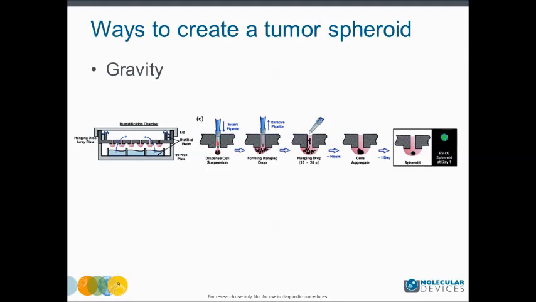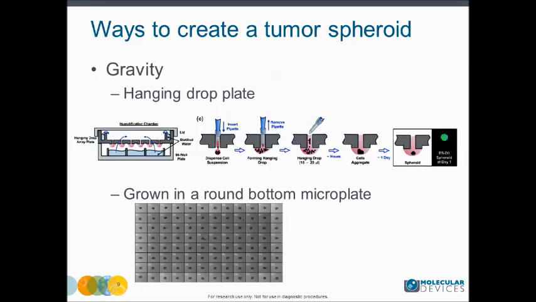A third method for creating a spheroid is by simple gravity. For example, the popular hanging drop method as seen in this illustration by 3D Biomatrix. A number of cells is pipetted into a small hole in the specially engineered plate. Surface tension keeps the drop hanging beneath the plate, poised above a carrier filled with liquid to prevent evaporation.